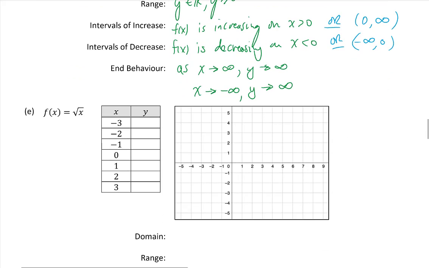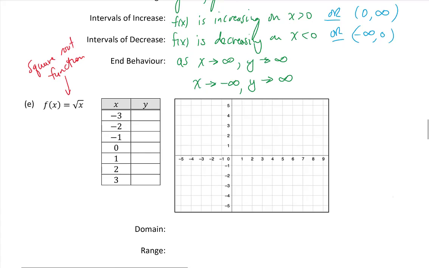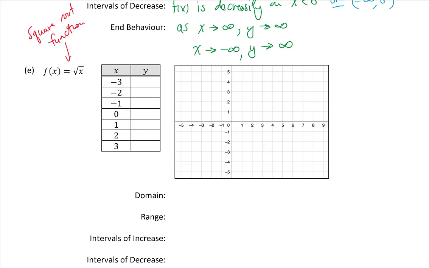Next function. Here is our square root function. So table of values, and this one we're going to fix up. So this should have been 1, 4, and 9. Now when you type these into your calculator, or if you think about the square root function, you can't take the square root of a negative number, so none of these should have values. However, you can square root 0. It gives you back 0. You can square root 1. You get 1, you get 2, and then you get 3.